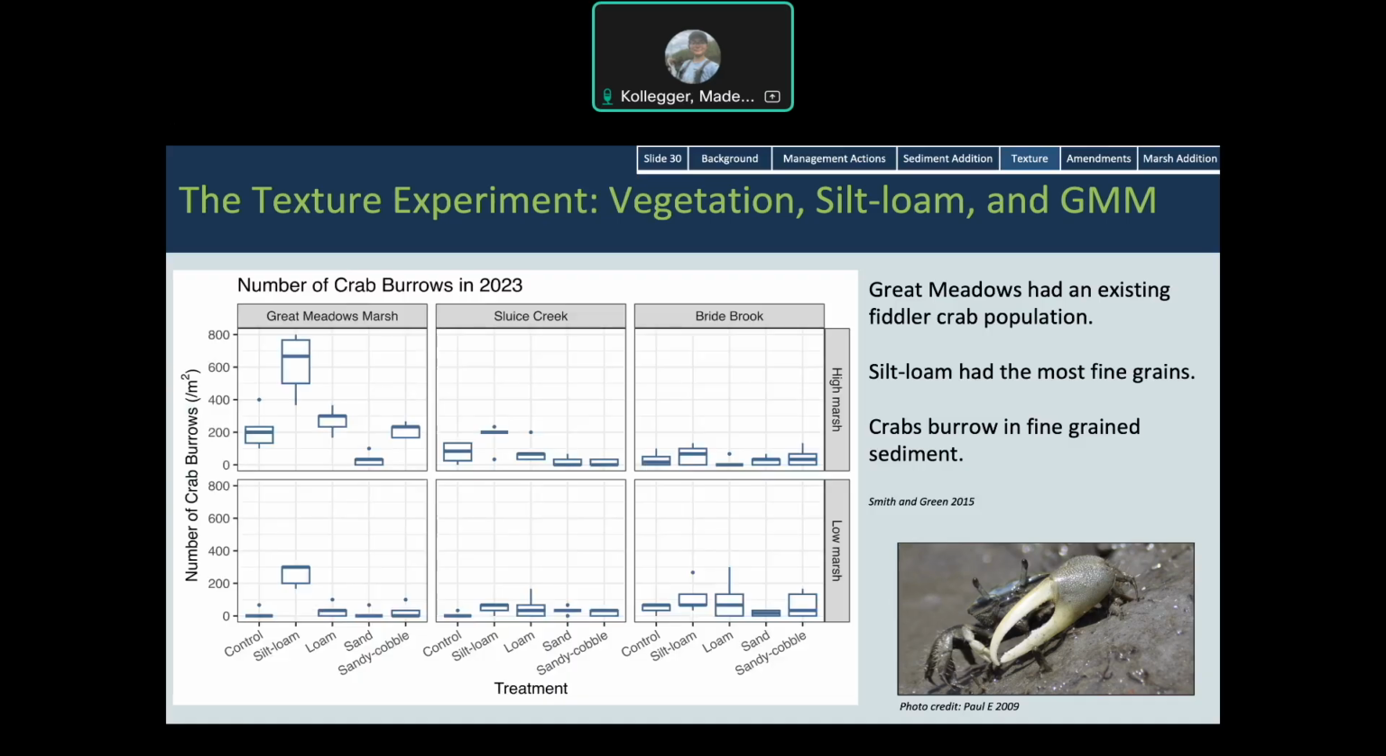And just to really make this point, you can see now our y-axis is the number of crab burrows. In the silt loam plots at Great Meadows Marsh, we had almost 800 on average in our 1 by 1 meter plot, which is significantly higher than all of the other plots. So lots of crab burrows.